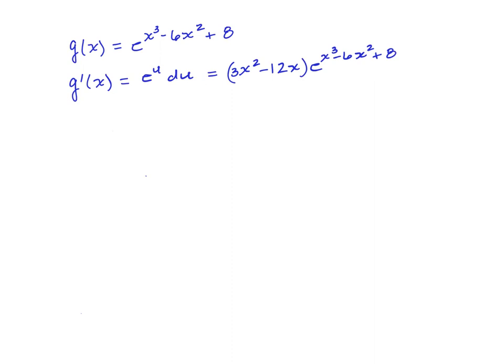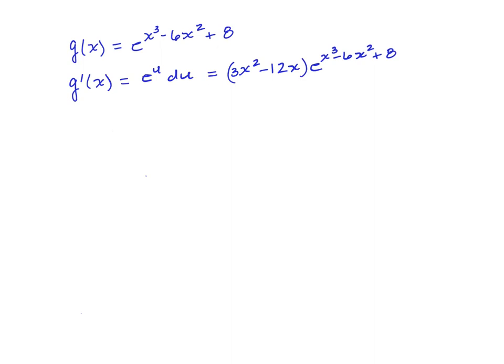Since this is an e to the u function, the formula for the derivative is e to the u times the derivative of u. The derivative of just e to the x is just e to the x. But if that exponent is anything other than x, then we call that exponent u, and the derivative becomes e to the u. So in this case, e to the u would be e to the x to the third minus 6x squared plus 8, times the derivative of u. And in this case, the derivative would be 3x squared minus 12x.